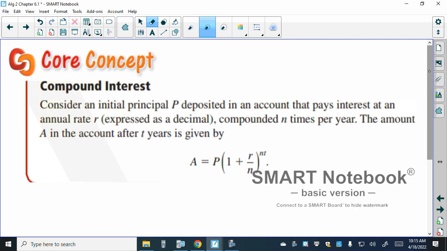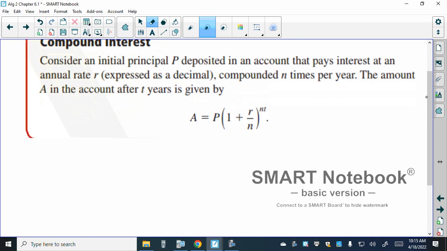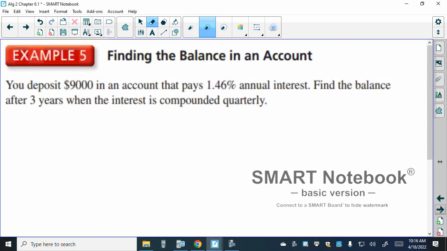Now this here, compound interest: P is the principal, the amount that starts out, how much you have to begin with. R is our rate expressed as a decimal. N is the number of times it's compounded per year. And T is the amount of time. And A is what we get out of it. So A is equal to P times 1 plus R over N, to the NT.